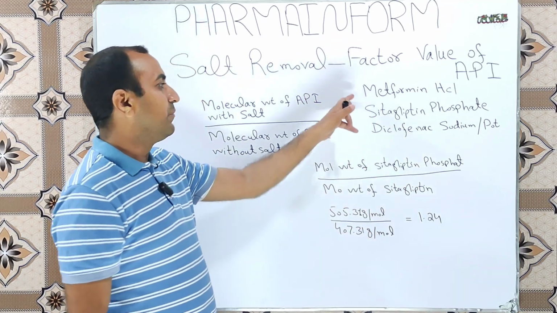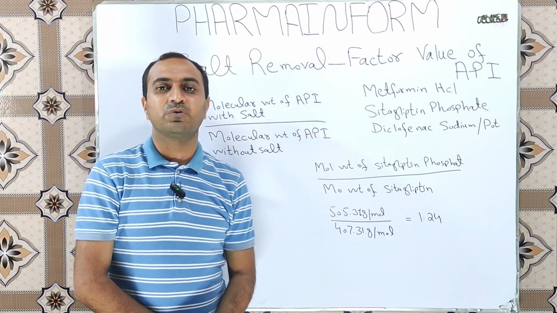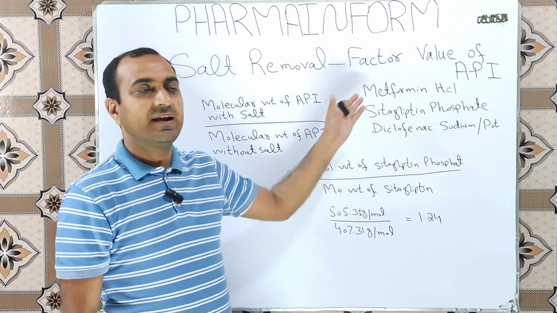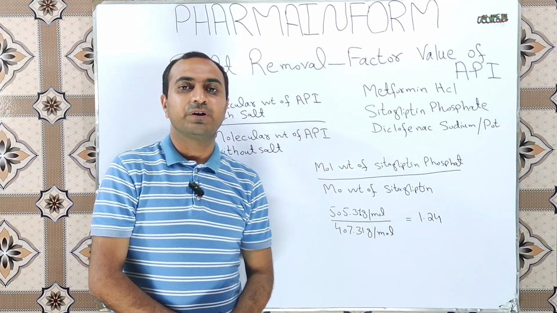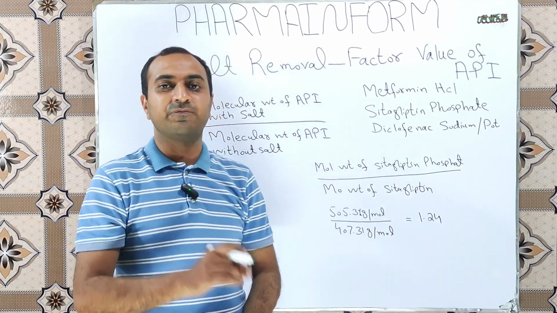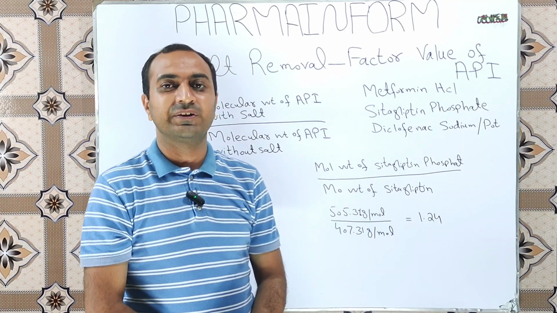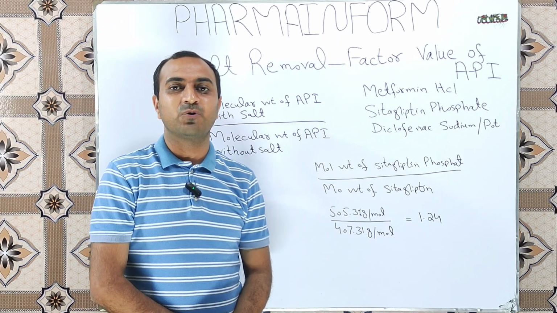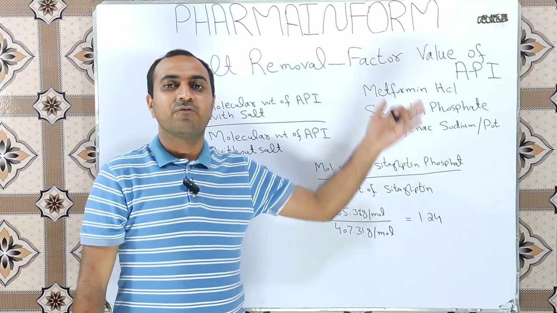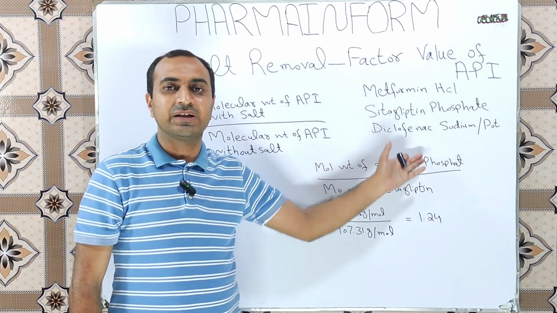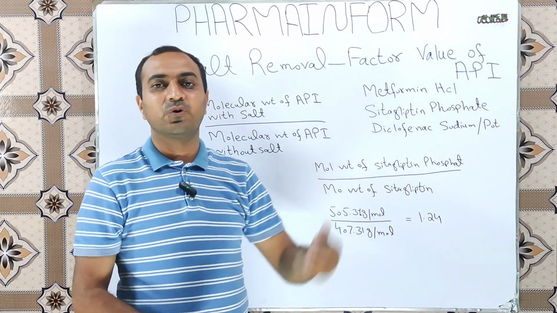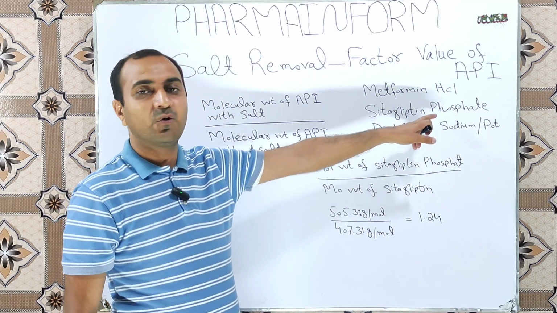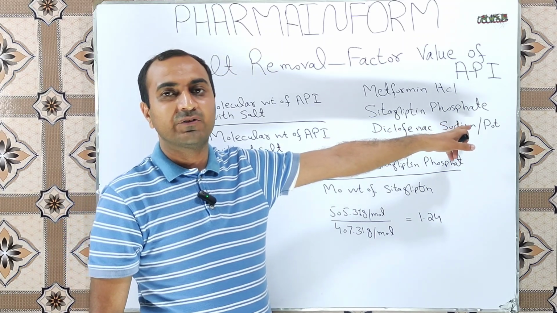For example, metformin produces its pharmacological effect when we use metformin HCl, and in the same way sitagliptin gives its pharmacological effect when we use only sitagliptin. Meaning phosphate is not necessary for the pharmacological activity. Phosphate is attached with sitagliptin to enhance its solubility or dissolution. So we have to calculate or compensate the value of phosphate.